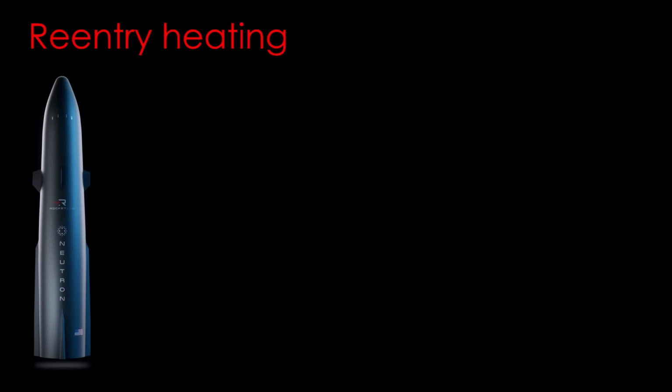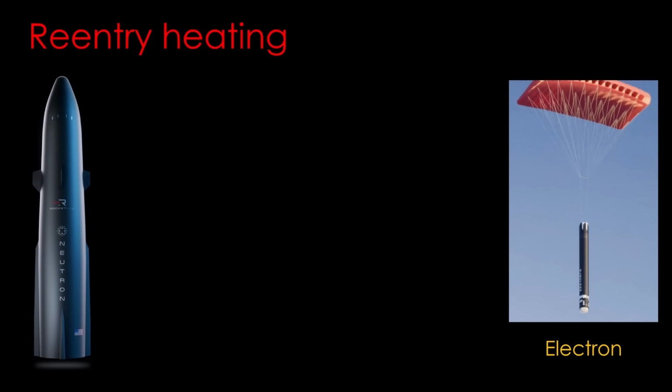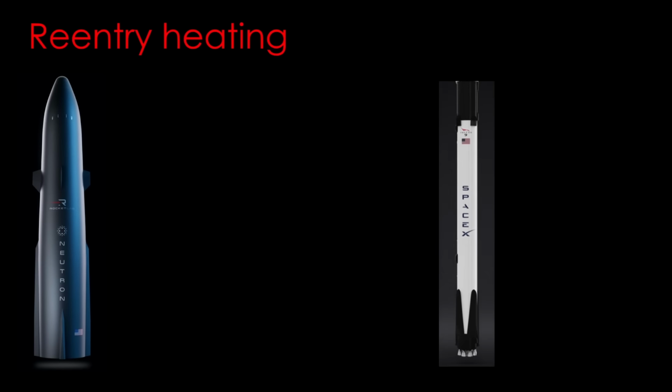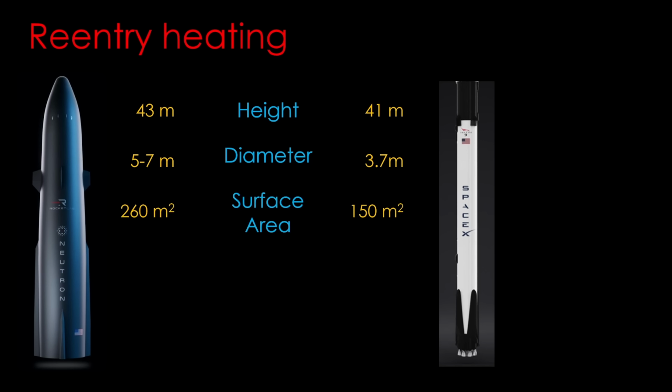To be reused, the Neutron booster obviously needs to be undamaged during re-entry. Rocket Lab has already recovered the booster of their Electron rocket, which is also made from carbon fiber. An Electron stages at a similar altitude and velocity to Falcon 9, so carbon fiber doesn't appear to be a significant barrier to booster reuse. If we compare the Neutron and Falcon 9 boosters, they are nearly identical in height, but the diameter of Neutron is nearly double, and therefore it has a surface area that is about 73% larger than Falcon 9.